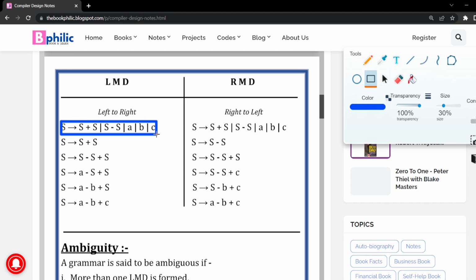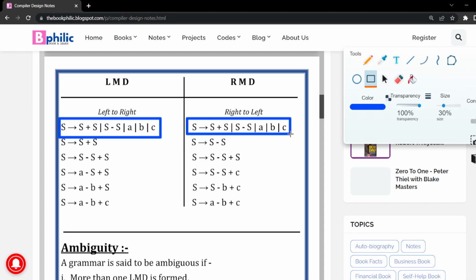This is the rule of grammar. S derives capital S plus S, capital S minus S, small a, small b, small c. So this is the rule of a grammar. We have to derive it using LMD, then using RMD. Both are written the same. First of all, we have to write the same production rule as given, and in the second step we have to write from one thing.